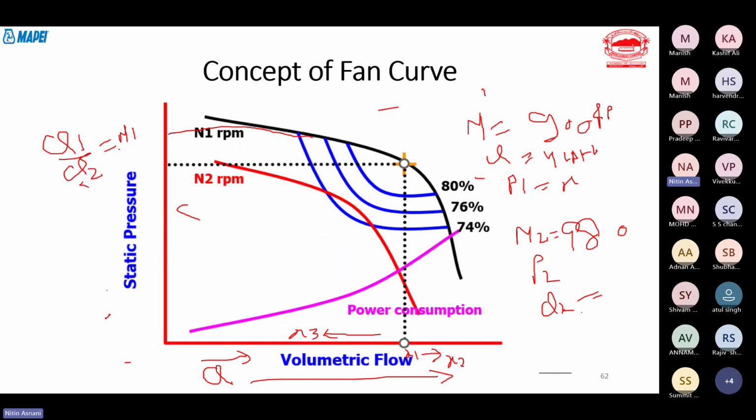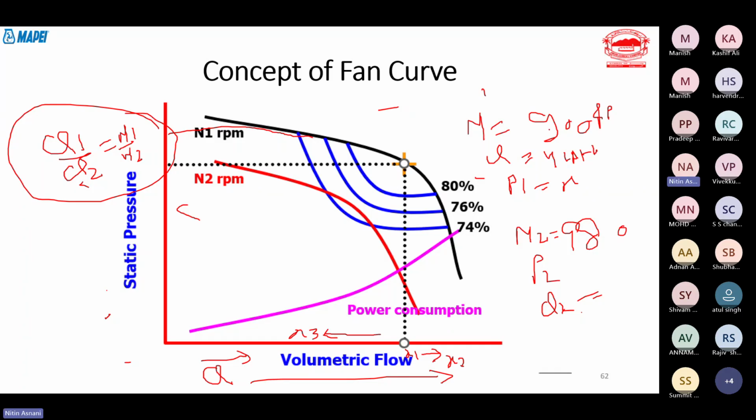Now, generally, as Mr. Samit Soni has already joined, I don't want to take so much time. Generally Q1 by Q2 equals N1 by N2. But if you apply this formula directly in this equation, you will not get any number. You have to apply this formula Q1 by Q2 equals N1 by N2 in the fan curve. First you have to take the fan curve of the same fan, of the kiln, of any plant.